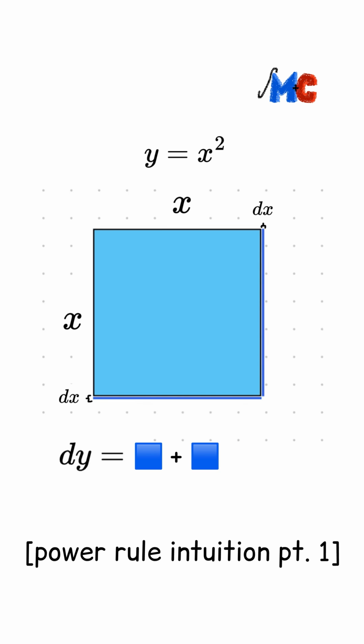So dy equals x times dx plus x times dx. And if we combine like terms, dy equals 2 times x dx. Now, all we have to do is divide both sides by dx, and we get that if y equals x squared, then dy over dx equals 2x.